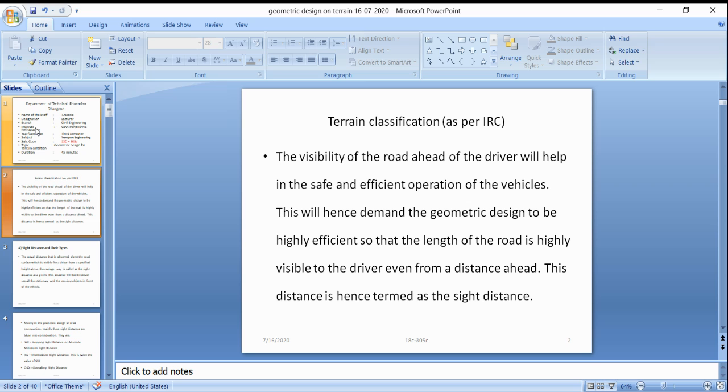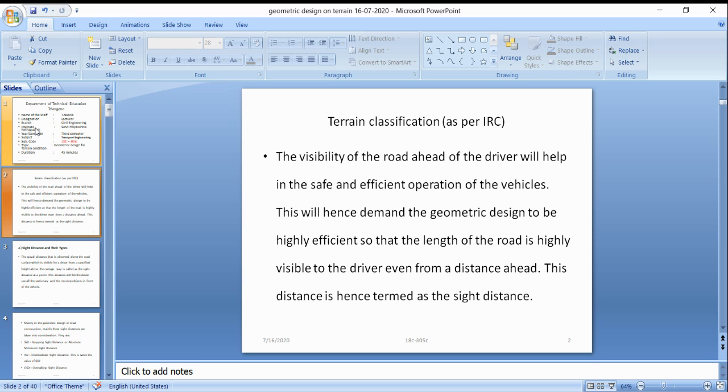If we have an idea from a long distance only, then he can react to what has to be done. Like that, the driver should see from a distance ahead. This distance is termed as the sight distance.